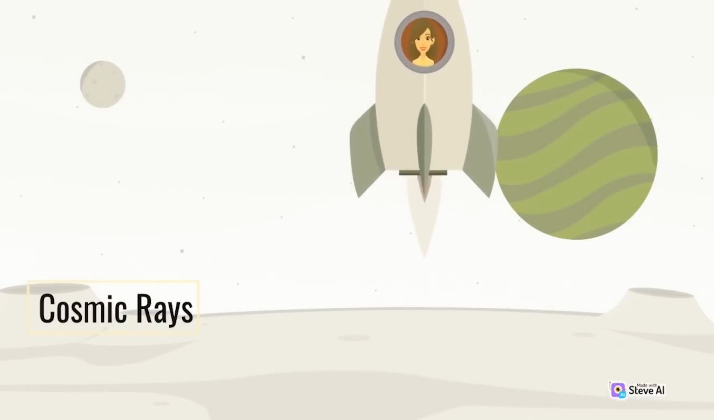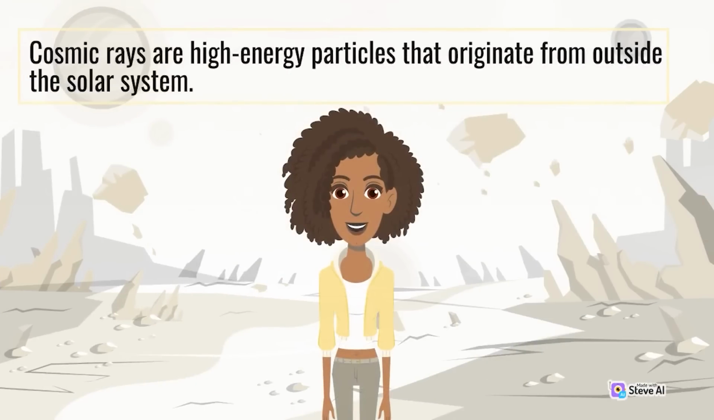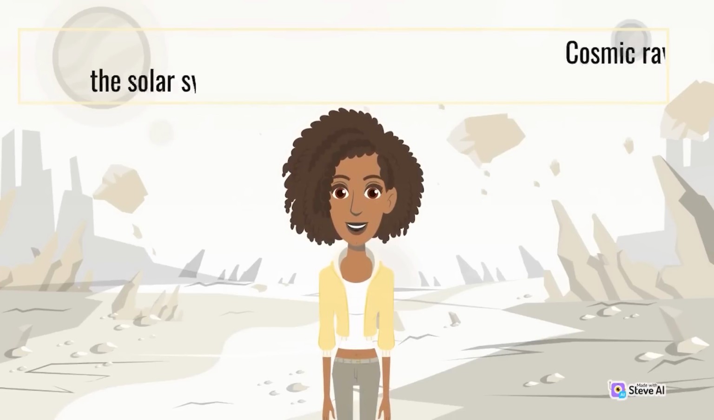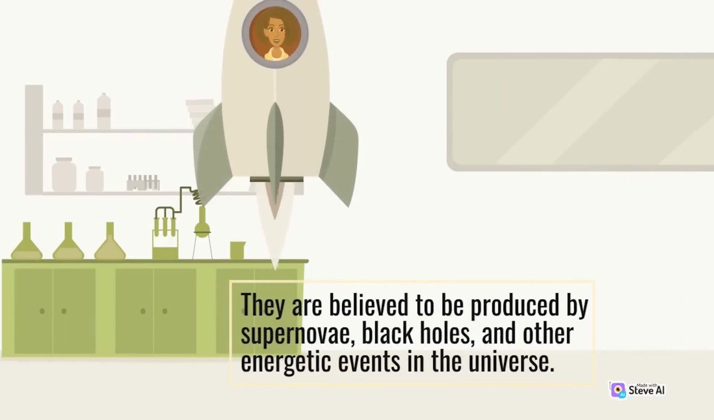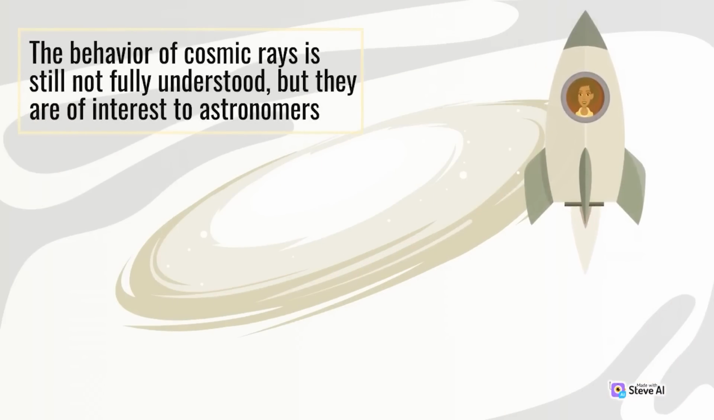Cosmic rays. Cosmic rays are high-energy particles that originate from outside the solar system. They are believed to be produced by supernovae, black holes, and other energetic events in the universe. The behavior of cosmic rays is still not fully understood, but they are of interest to astronomers.